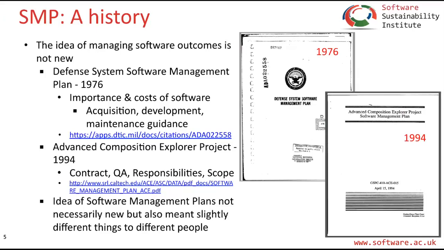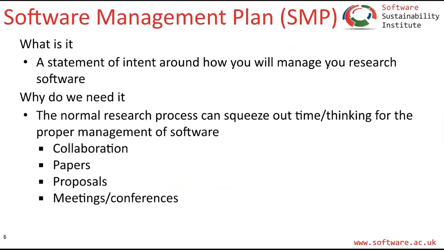So what do we mean then when we mention software management plans? When we mention software management plans, it means a statement of intent around how you manage your research software. So why do we need it? In the normal research process, it can squeeze out time for thinking about the proper management of software. You're spending time building collaborations, writing papers, writing proposals, you're in meetings, you're at conferences, and software can really be squeezed out.